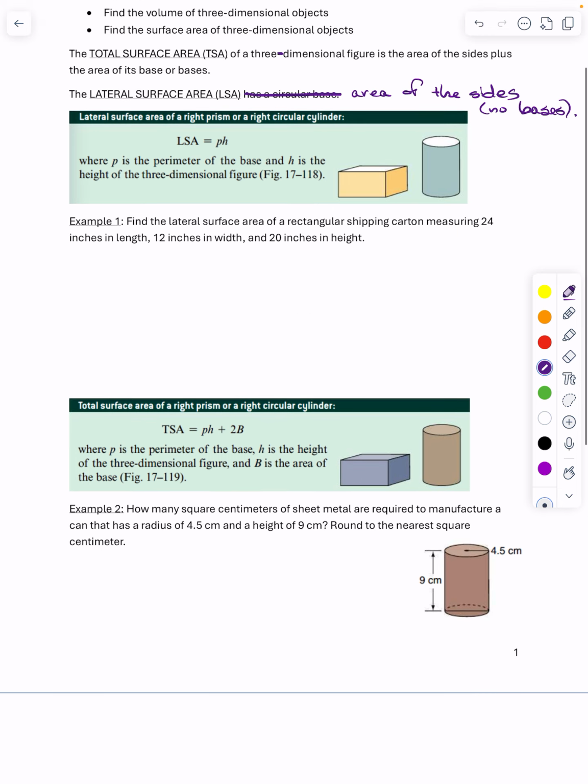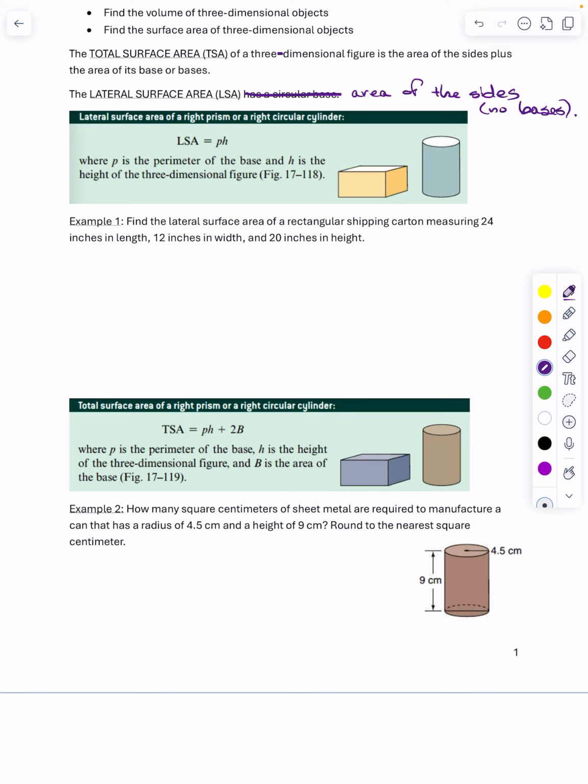So when we talk about lateral surface area, a lot of times we will go through, especially with a rectangular prism, the figure on the left, and we will figure out the area of each individual side. And that's fine, that works. But it is also going to be the perimeter of the base times the height. Keep in mind the perimeter of the base takes into account all 4 sides there.